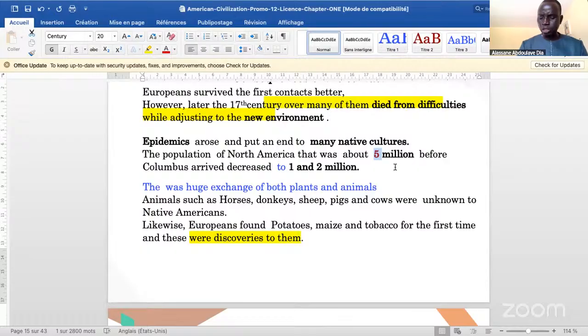So class, when I ask you the question, tell me about the consequences of the contact between Europeans and Americans: number one was a kind of health issue, epidemics, diseases that killed. The American population went down from 5 million to 1 or 2 million people. It's just like when COVID-19 hit the world. A country like Italy, many people died. The population of the country went down.